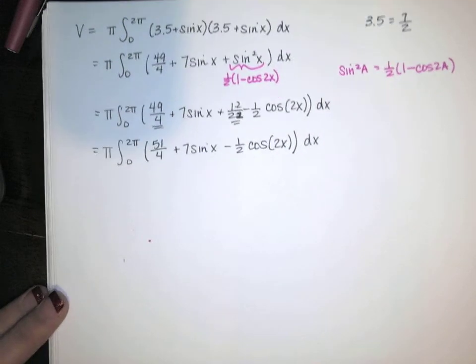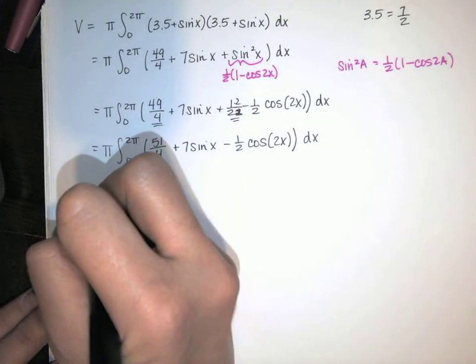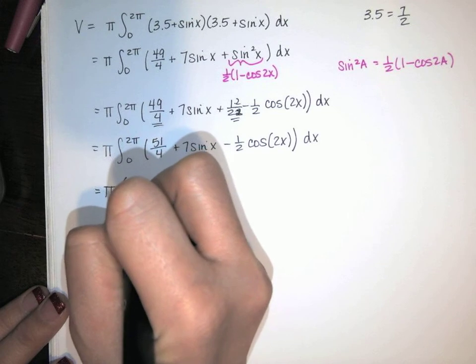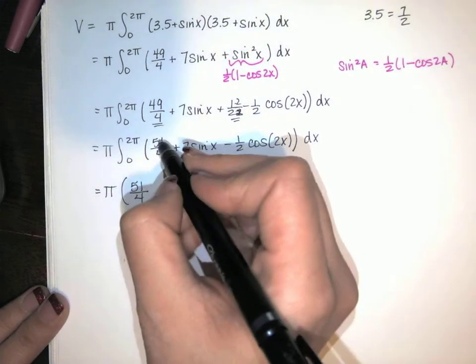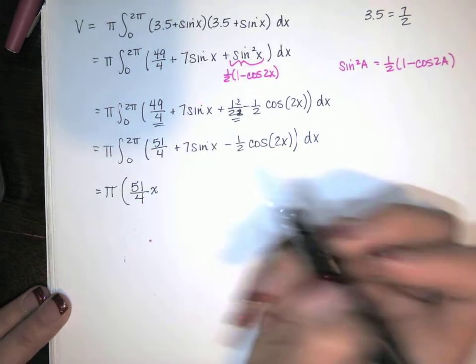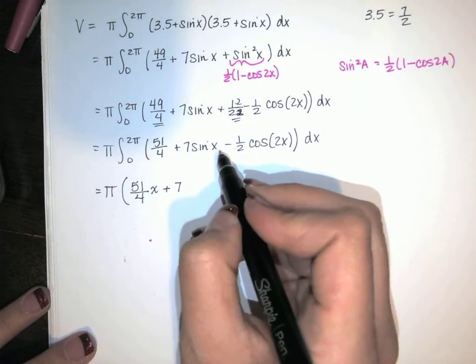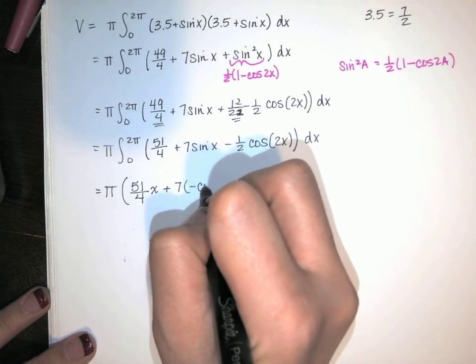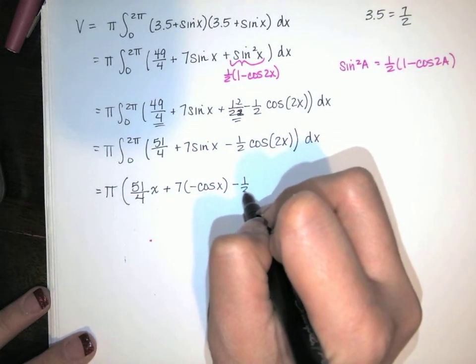Okay, now I've got a rule for that, and a rule for that, and a rule for that. Easy breezy. Just apply our anti-differentiation rules. So we have 51 over 4. Antiderivative of a constant is your constant times the variable. Then I bring down my 7. The antiderivative of sine is negative cosine. Bring down the negative 1/2.